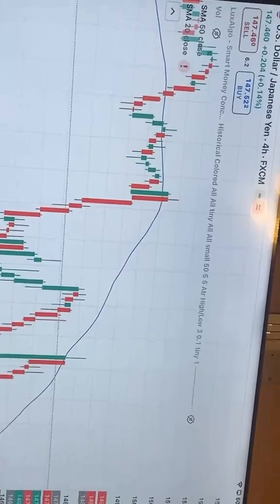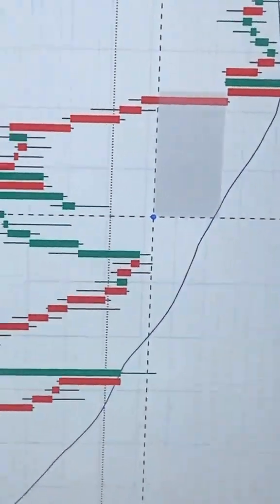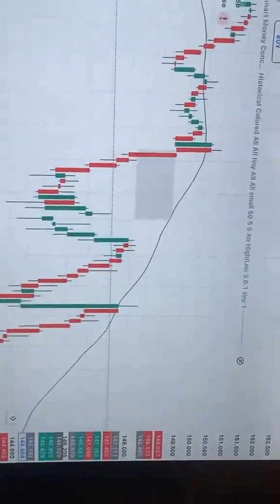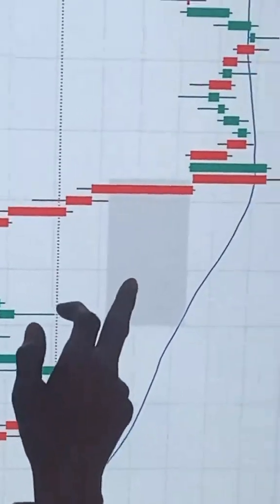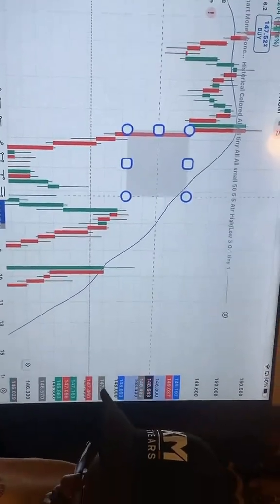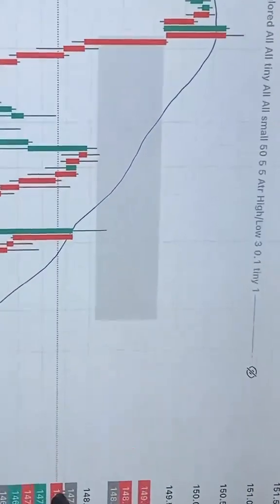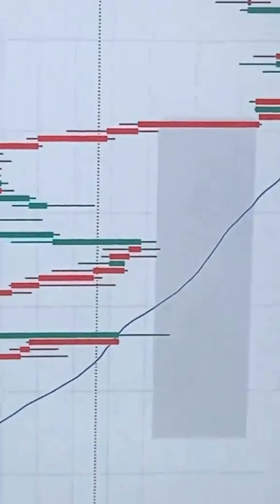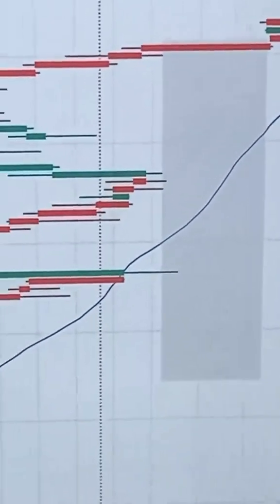So let me draw my box from here to this wick, you see. So this is the gap here. The market has to come back here before it continues selling. Let me expand it. As you can see, the market was selling, it came back up, touched the gap here, tapped it, then it sold. It came back again, touched it, then it sold.